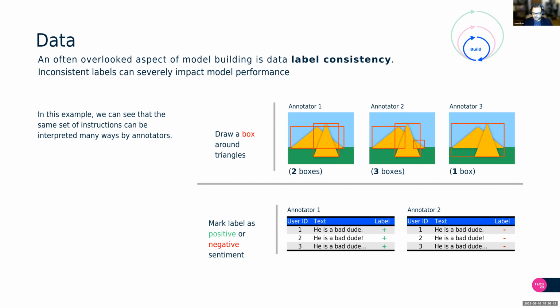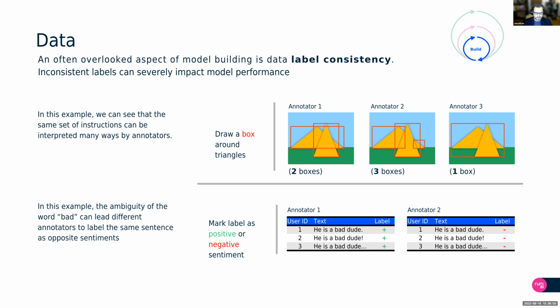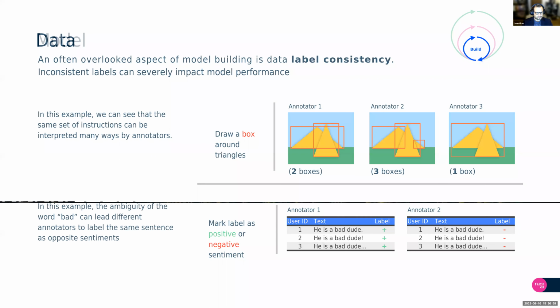And so he might think, oh, he's a bad dude, he's a malicious dude, and he might assign these negative labels. So you can see that in this particular case, the ambiguity of the word bad can lead different annotators to label the same sentence as opposite sentiments. So this is definitely something we want to keep an eye on.